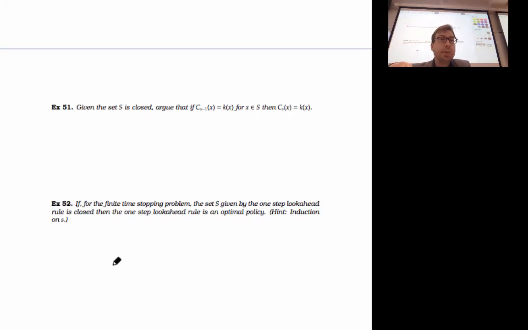So what we're going to prove is the following result. That for a finite time stopping problem, so something you have to stop in, say, S steps, the set S, given by the one-step look-ahead rule, is closed. So if we've got a finite stopping problem and the set given by the one-step look-ahead rule is closed, then the one-step look-ahead rule is an optimal policy, okay?